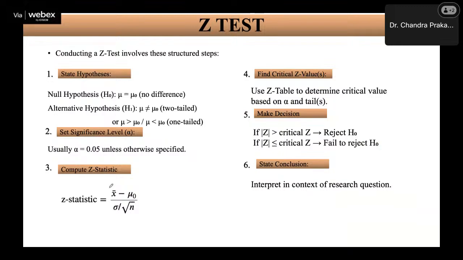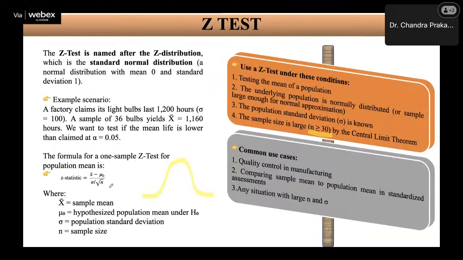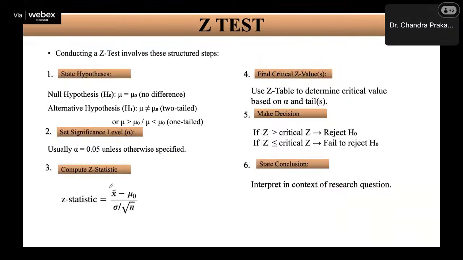We first start with the hypothesis. We consider the null hypothesis as mu naught, so we will see what mu naught is, and then the alternate hypothesis is the reverse of it. So it is not equal to if it is two-tailed, or we can say that mu is greater than mu naught, or mu is less than mu naught. It is one tail or two tail. What is the meaning of it?